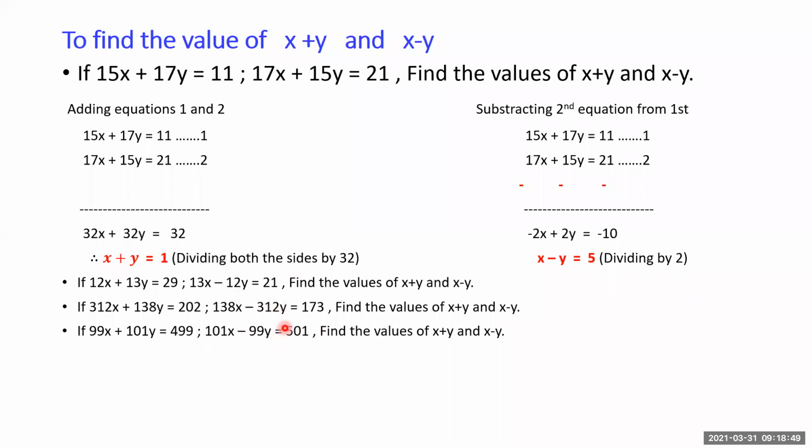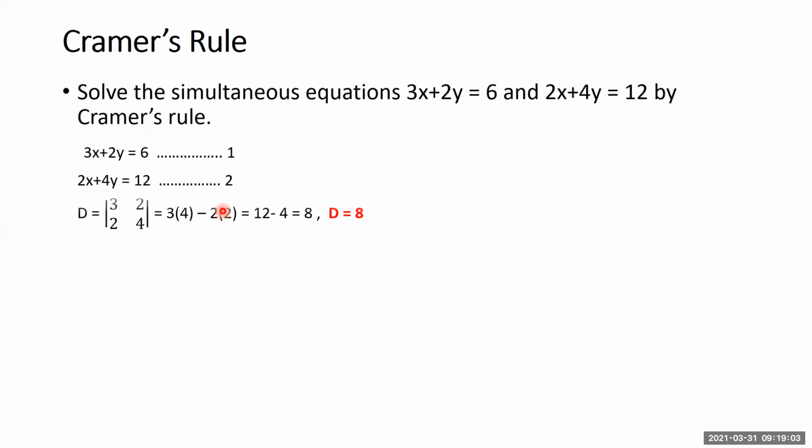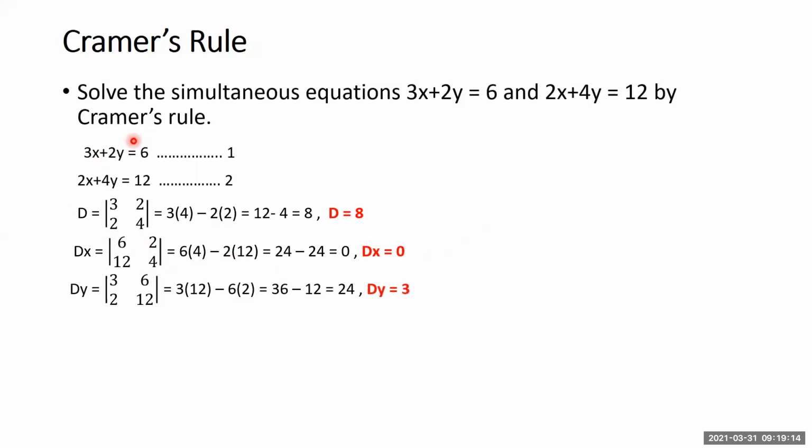Yes, next we'll go. Cramer's rule. Everyone knows Cramer's rule, so I need not explain this one. Simultaneous equations will be given, and we have to solve them by Cramer's rule. From the first and second equations, D you have to find using the first column and second column. Then Dx you have to find, that means the third column and the second column. And then Dy, that means the first column and the third column. So the Dy value also you got, by cross multiplication.